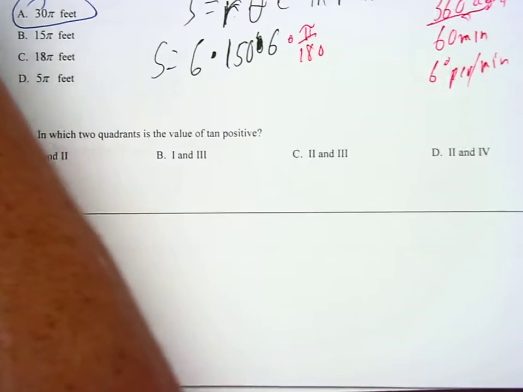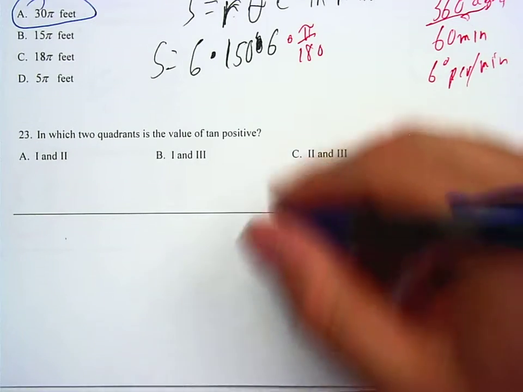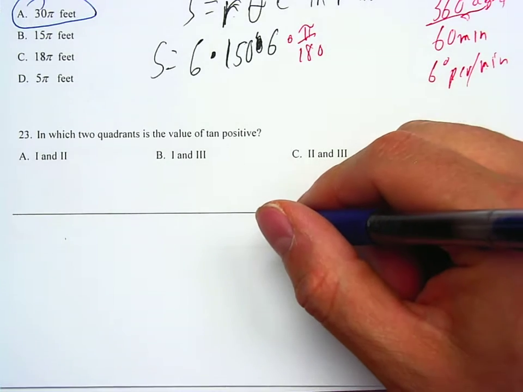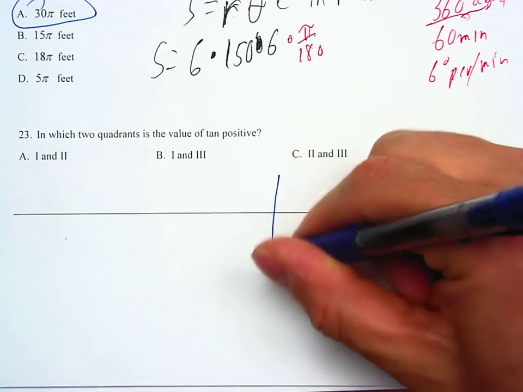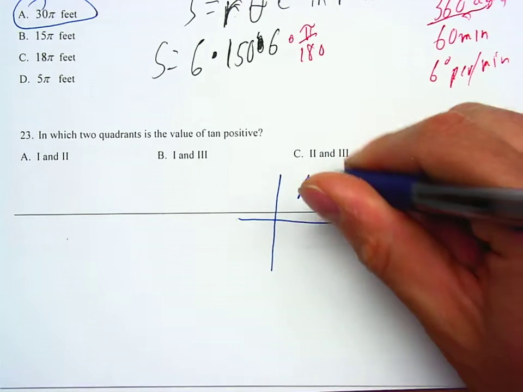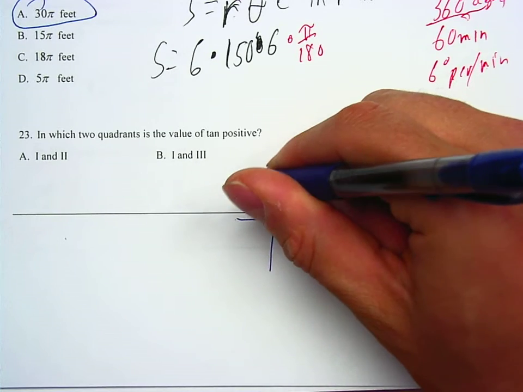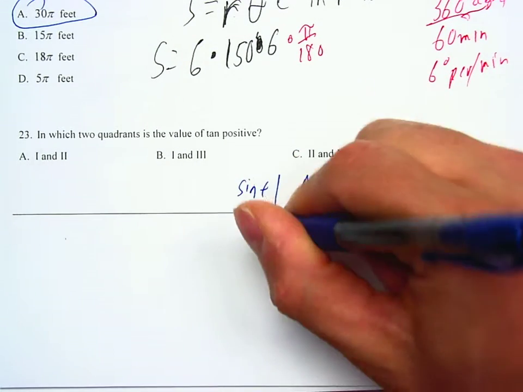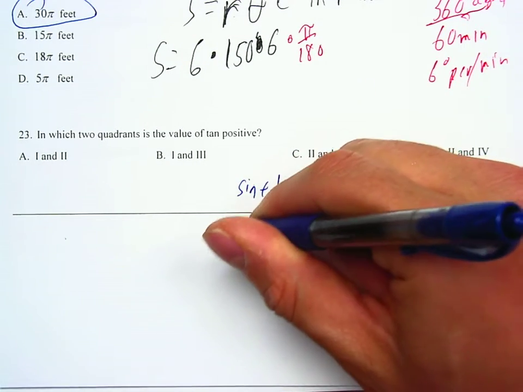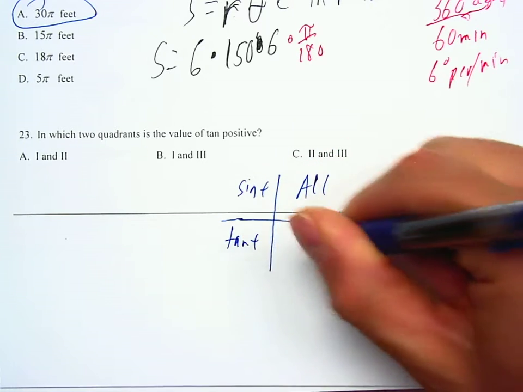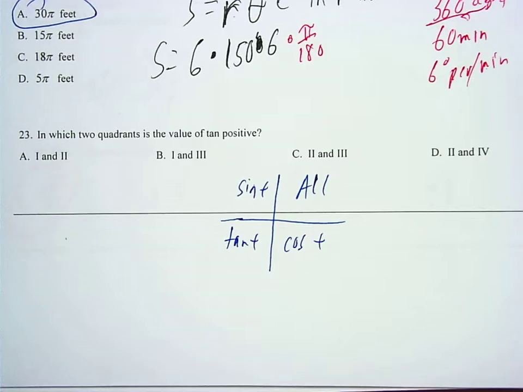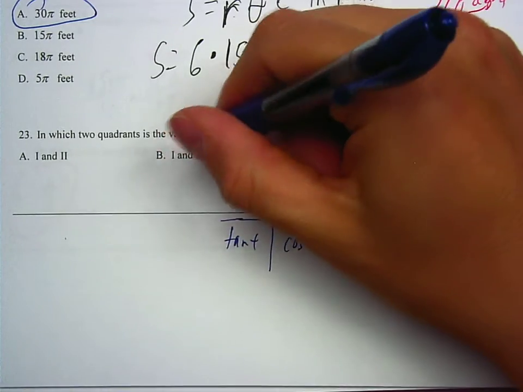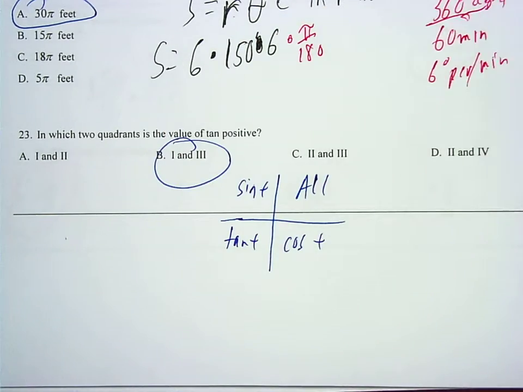All right, in which 2 quadrants is tangent positive? Now, again, you can use a calculator on this if you want, or you can remember all students take calculus. So all of them are positive in quadrant 1. Sine is positive in quadrant 2. Tangent's positive in quadrant 3. And cosine's positive in quadrant 4. So quadrant 1 and quadrant 3, all students take calculus.